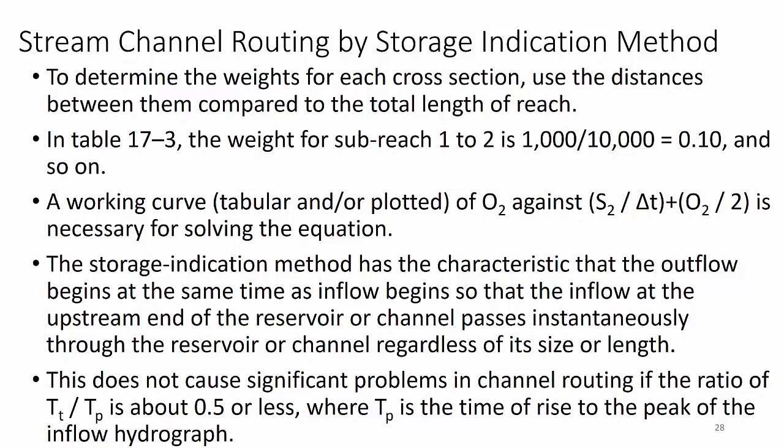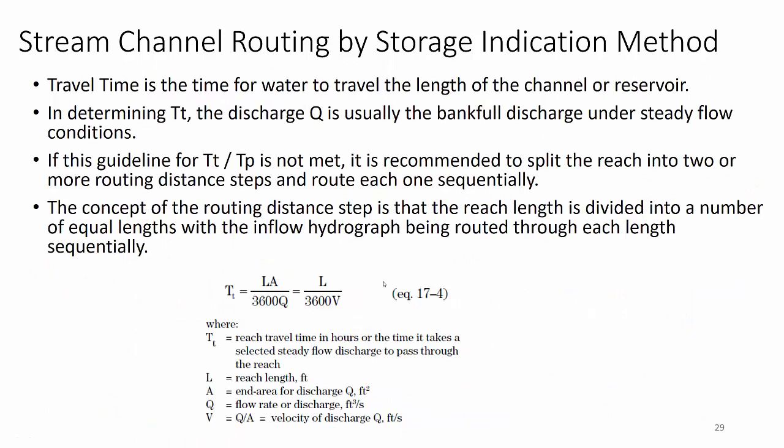So it does not cause significant problems in channel routing if the ratio of time of travel over time to peak is about 0.5 or less, where time to peak is the time to rise to peak of the unit hydrograph. So generally speaking, this is okay. We know the travel time for the water to travel the length of the channel or reservoir is usually at bankfull steady flow, and that's length times area over the discharge, over 3,600, which converts seconds into hours.